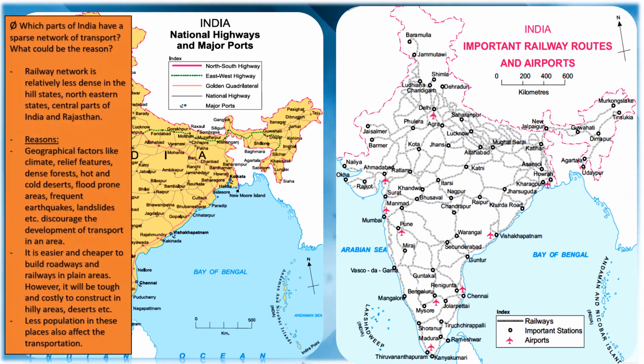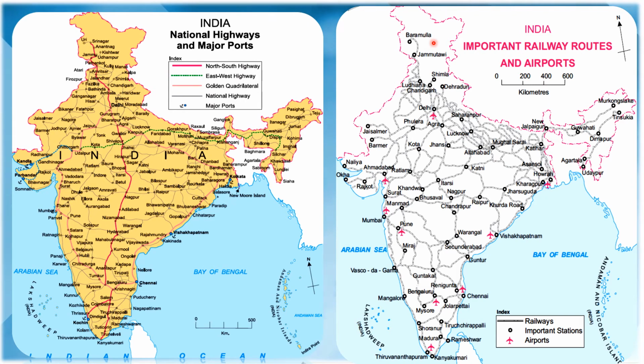The next question: which parts of India have a sparse network of transport? What could be the reason? If you refer to these two maps, more than the roadways, the network of railways is less in the mountainous regions and the hilly regions. If you see here, the northern part of India, the eastern part of India, the northeastern part of India, then we have the central parts of India and Rajasthan. So these are the places where the railway network is less dense.